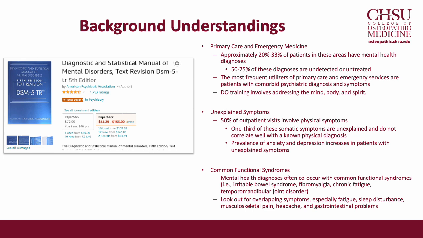50% of outpatient visits involve physical symptoms, and at least 1/3 of those symptoms may be unexplained, and they don't correlate well with a known physical diagnosis. We also know that the prevalence of anxiety and depression increases in patients with unexplained symptoms. More on this later. Finally, we should be aware that common functional syndromes, such as IBS, fibromyalgia, chronic fatigue, and even TMJ are commonly associated with co-occurring mental health symptoms or diagnoses, and looking for those overlapping symptoms is going to be of critical importance.